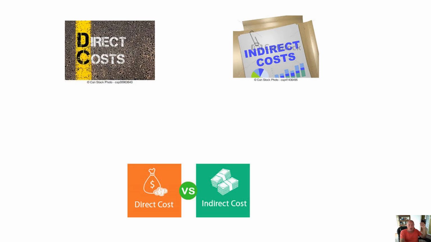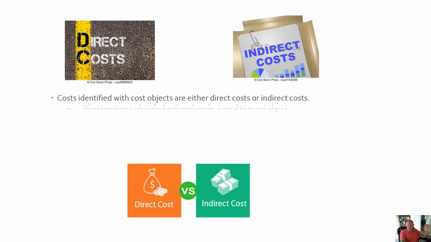Cost objects or volume drivers, if costs are identified with them, are called direct or indirect. Direct costs are identified with and can be traced directly to a cost object. For example, the cost of wood used to make guitars is a direct cost. We can see the coffee beans is a direct cost.